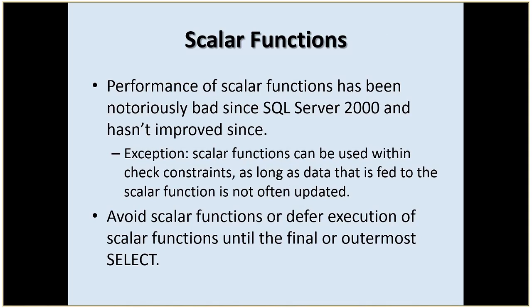So one recommendation is to avoid scalar functions or defer the execution to your outermost select. Like if you're doing something like paging, where you're dumping records into a temp table, numbering them, filtering them, and then bringing them back, you might defer your scalar function execution to the last select. That's something I do quite a bit, and it boosts your performance tremendously because you're not calling that scalar function on all that data. You're only calling it on a fine subset of the data.